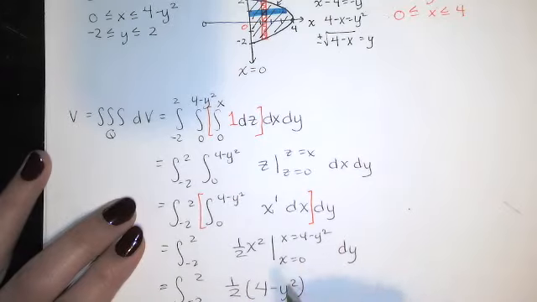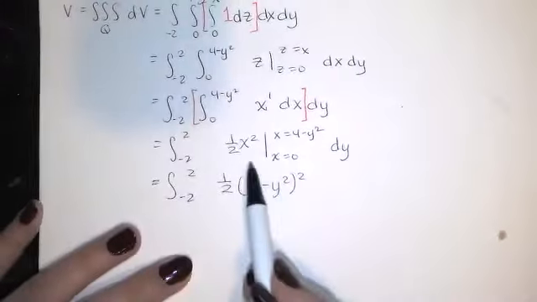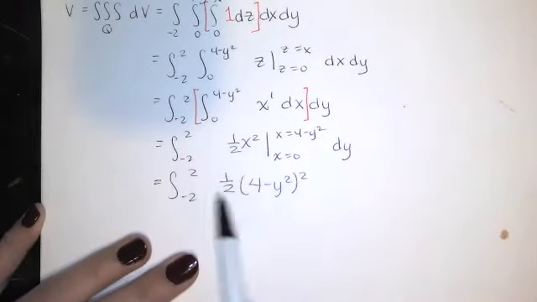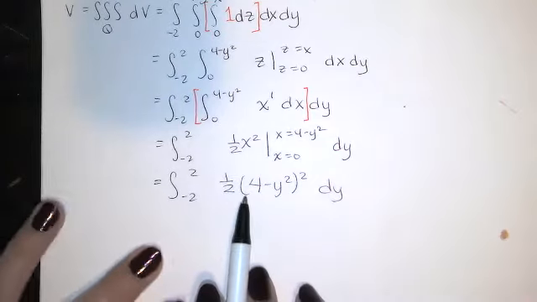At 4 minus y squared, we get 1/2 of (4 minus y squared) quantity squared. And at x equals 0, we get 0. So we're just subtracting 0 from this, which just leaves us with this. And now I want to integrate this.